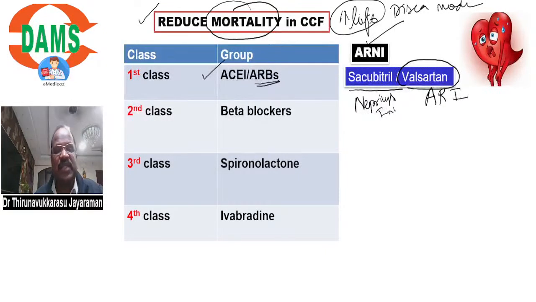Valsartan, sacubitril, it's called ARNI. ARNI means angiotensin receptor and neprilysin inhibitor. Good. And another question, can you answer?